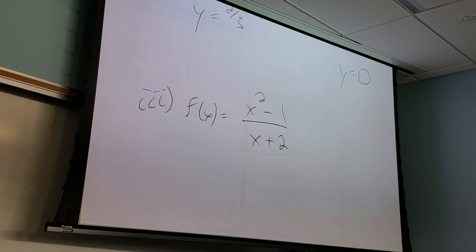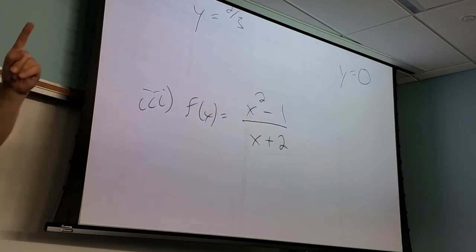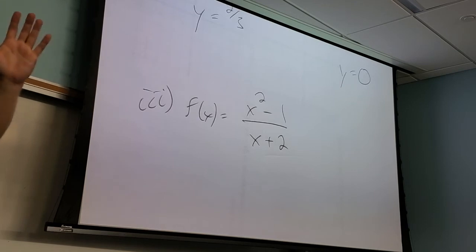What situation am I in? The degree of which one is bigger, top or bottom? Top. So the top is growing faster. So this is going to go to infinity. This is going to go to infinity. But it's going to get there in a very defined way.